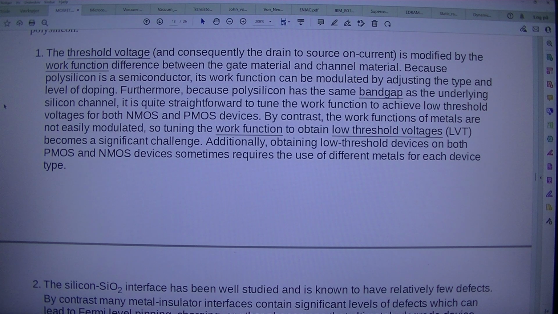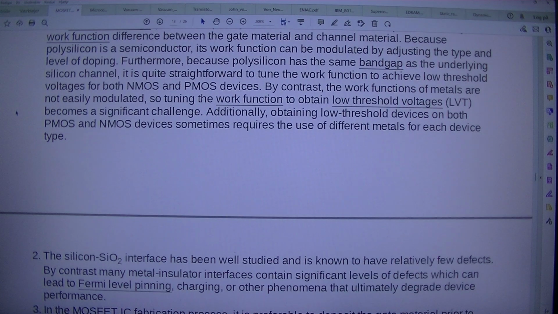By contrast, the work functions of metals are not easily modulated, so tuning the work function to obtain low threshold voltages, LVT, becomes a significant challenge. Additionally, obtaining low threshold devices on both PMOS and NMOS devices sometimes requires the use of different metals for each device type.